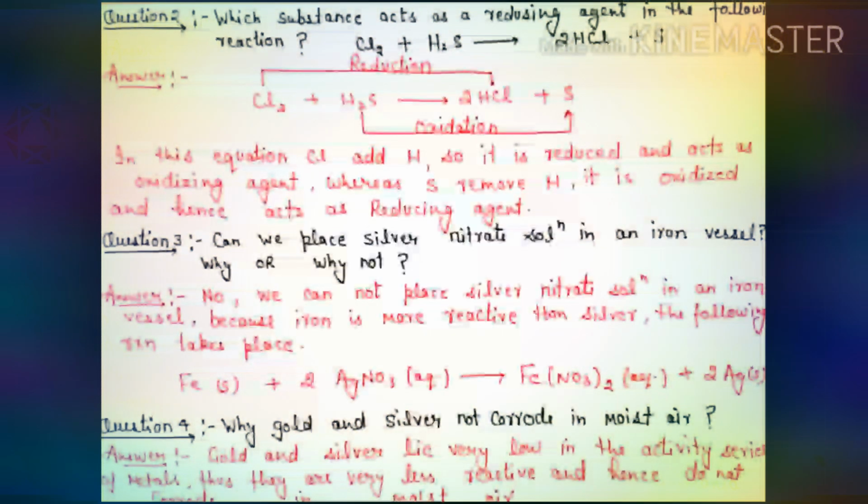Question number 2: Which substance acts as a reducing agent in the following reaction? So students, in this reaction, chlorine adds hydrogen, so it is reduced and acts as an oxidizing agent, whereas sulfur loses hydrogen, it is oxidized and hence acts as a reducing agent.